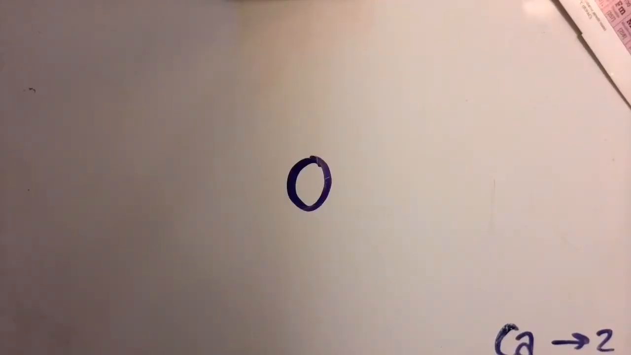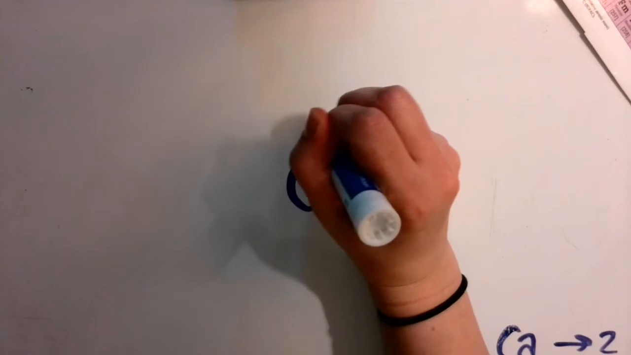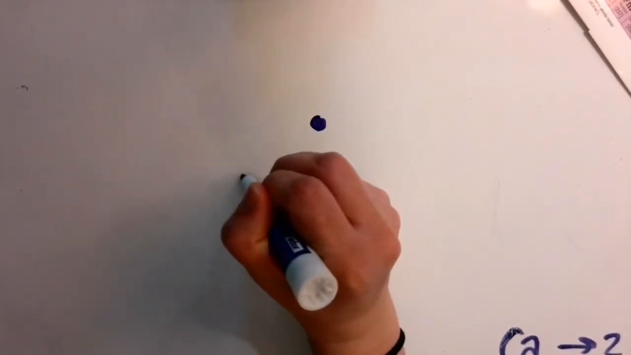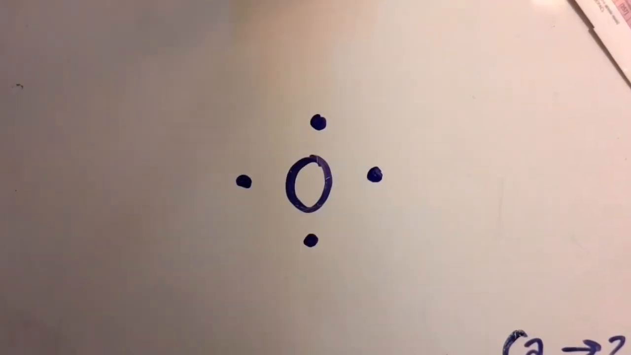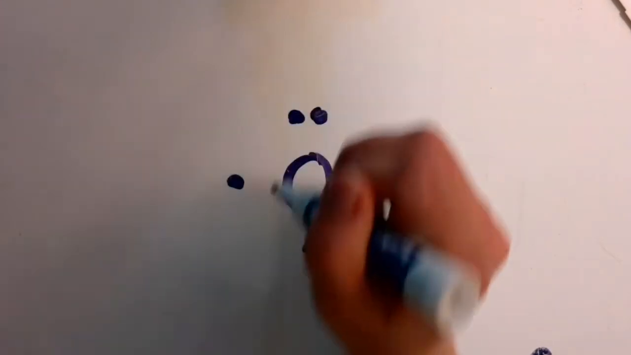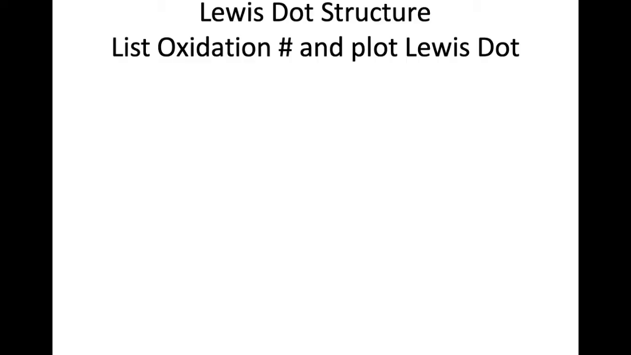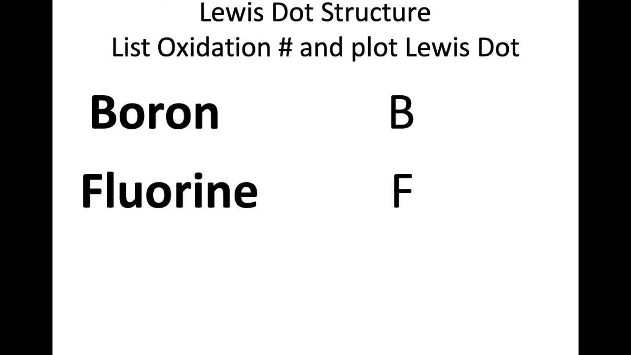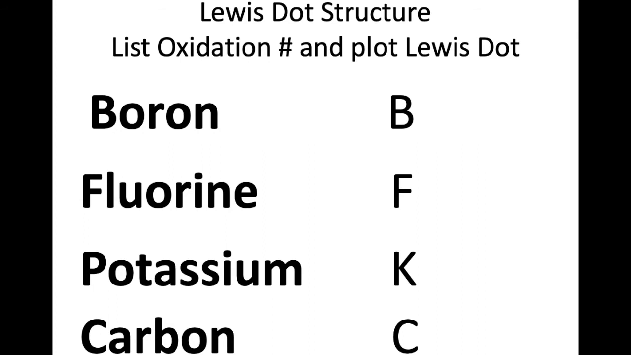To distribute the electrons evenly, I'm going to go 1, 2, 3, and 4. I have to fill in all 4 slots around the element symbol first before I start doubling up and pairing the dots, in which I will go 5 and 6. So let's walk through 4 more examples. We have boron, fluorine, potassium, and carbon.